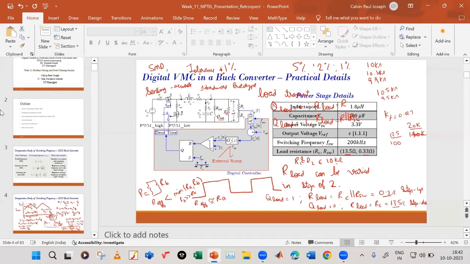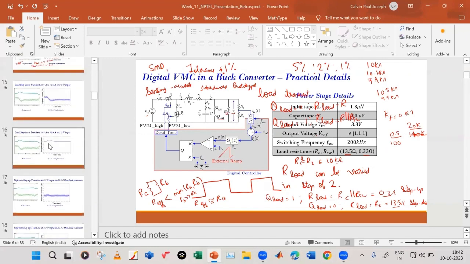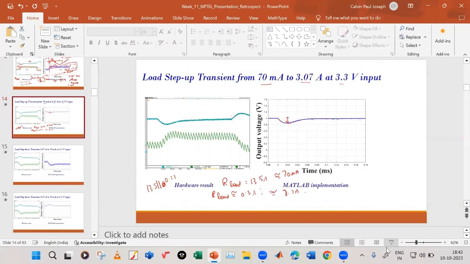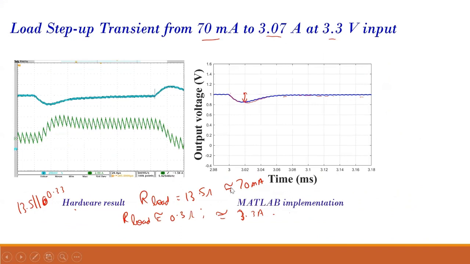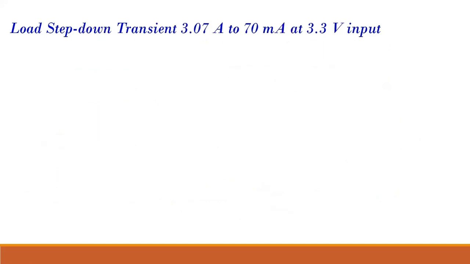Is 0.33. Okay. Then probably we would have got a more accurate value. Okay, 13.5 parallel to 0.33. This is the hardware related MATLAB implementation. So are there any queries in this? Okay, no query, we proceed.